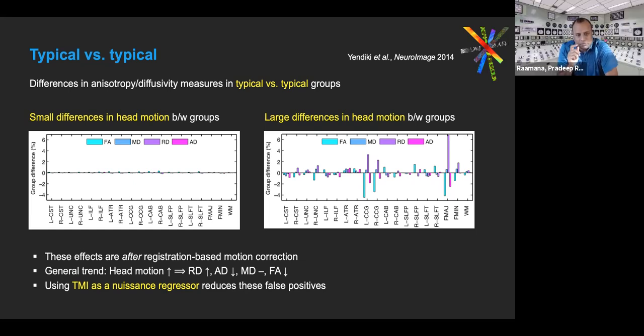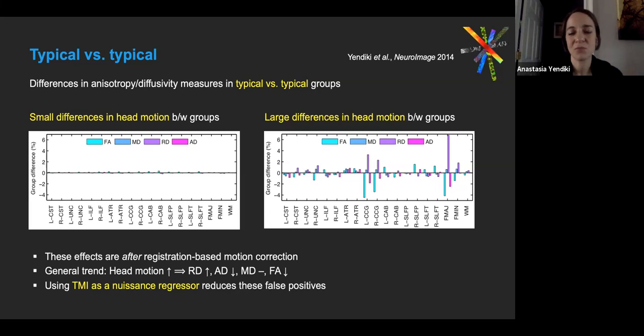Right, so maybe I can ask a question here. It's very interesting. The discussion is at the group level, because outliers requires a group to be decided whether it's an outlier or not, for example, right? And the trends that you show here, with increased motion, you see RD increasing, AD decreasing, etc. So can you comment more on the individual level QC? The differences are not huge.